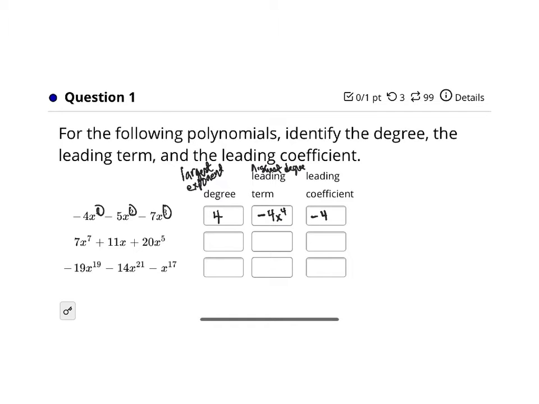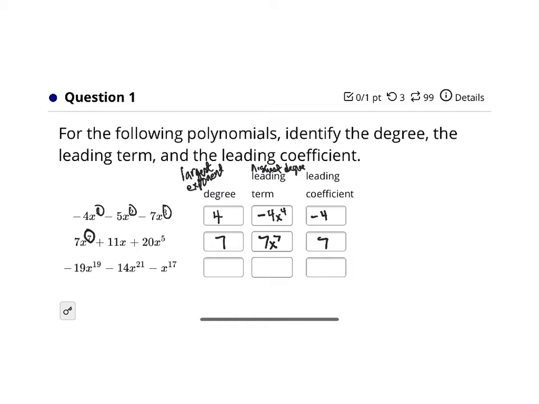Then the next one, the degree is a 7, because right here you see this 7. The term is a positive 7x to the 7th, and the leading coefficient is a 7. They want you to recognize this because when we go to factor, you want the largest term first, the one with the highest degree.